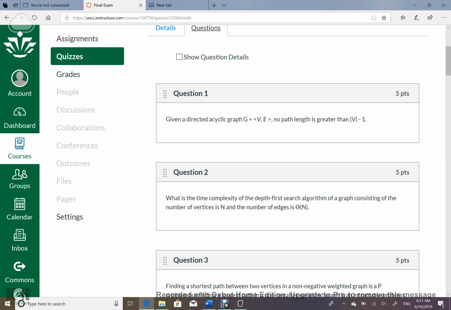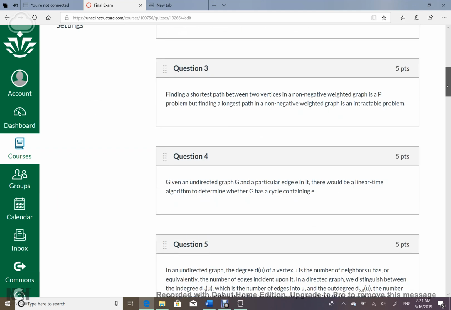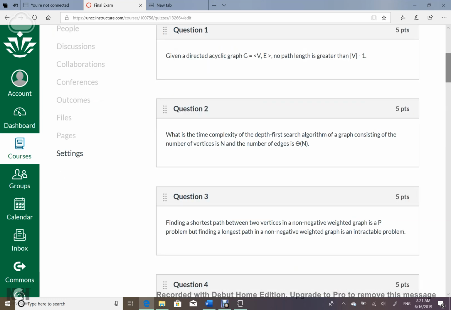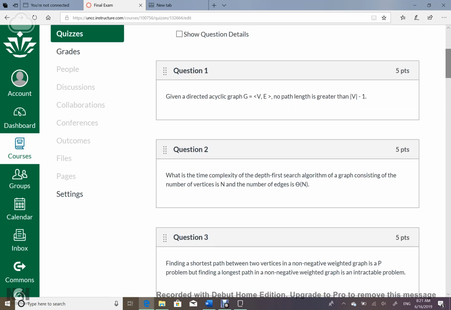Now let's take a look at the questions. We have 5 choice questions. In these 5 choice questions, I would like to read with you. Given a directed acyclic graph G = (V, E), no path length is greater than V minus 1. So for this one, how can you think about that?